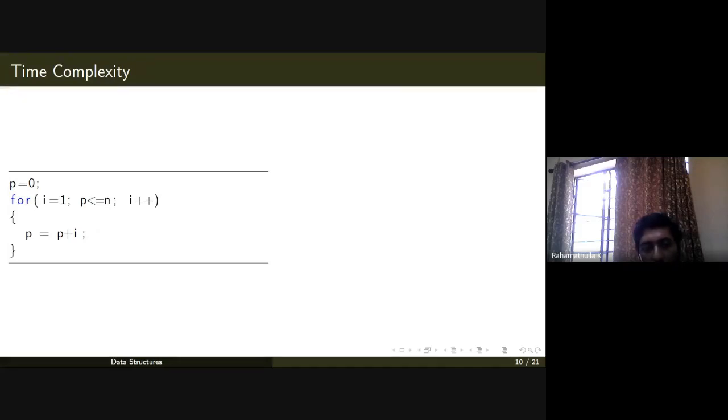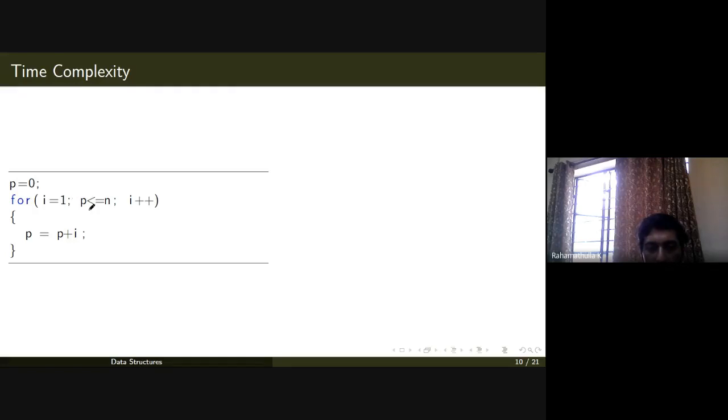Now let's take another piece of code where we use another variable p equal to 0 and i equal to 1, p less than or equal to n, i plus plus, and p equal to p plus i. So initially the value of p is 0, then p will be added to i. So it will be i plus p, 1 plus 0. So p will be 1. Then i will be incremented. So i equal to 2. Next time 1 plus 2. Next time i will be incremented, then 1 plus 2 plus 3 and so on.